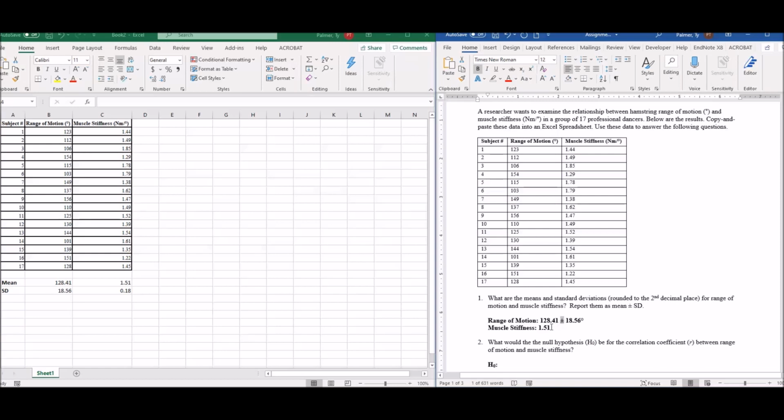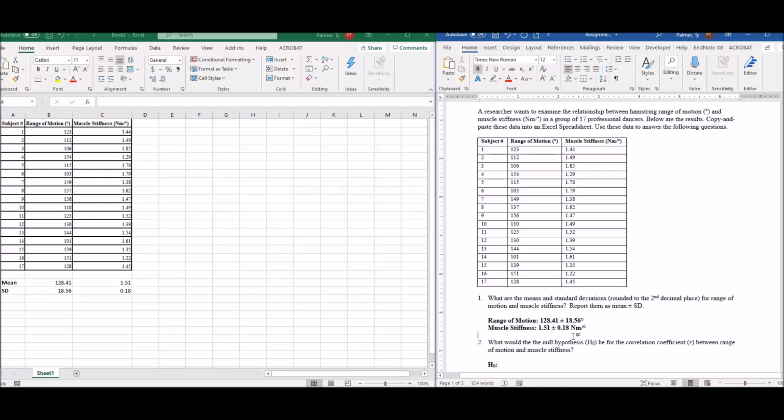Okay, I'm going to take this and copy and then paste it down here. Plus or minus standard deviation is 0.18. And remember, the units for muscle stiffness are right up here, Newton meters per degree. And so again, I'm going to cheat. I'm just going to copy this and then paste it down here. Okay, Newton meters per degree.